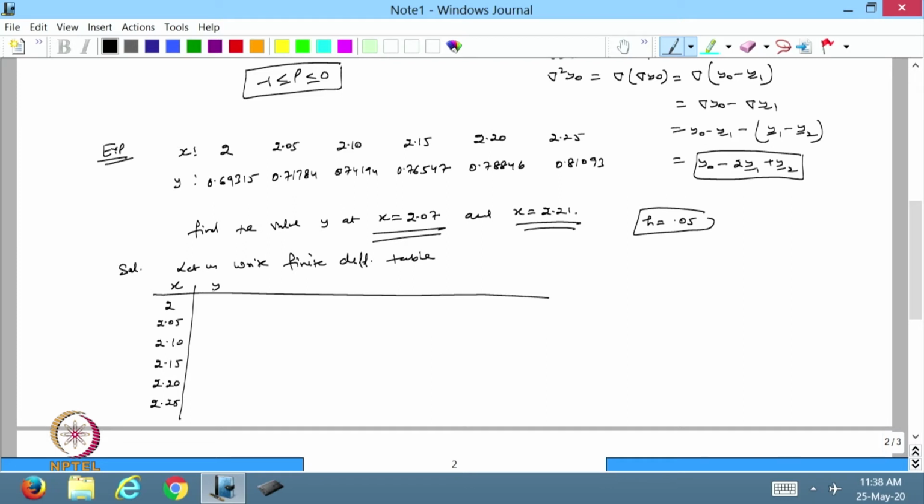Now from here my y is given to me: 0.69315, 0.71784, and so on. A large number of values are involved here, so it is more prone to writing wrong values. We have to be very careful writing these values. Now I will apply the first difference.